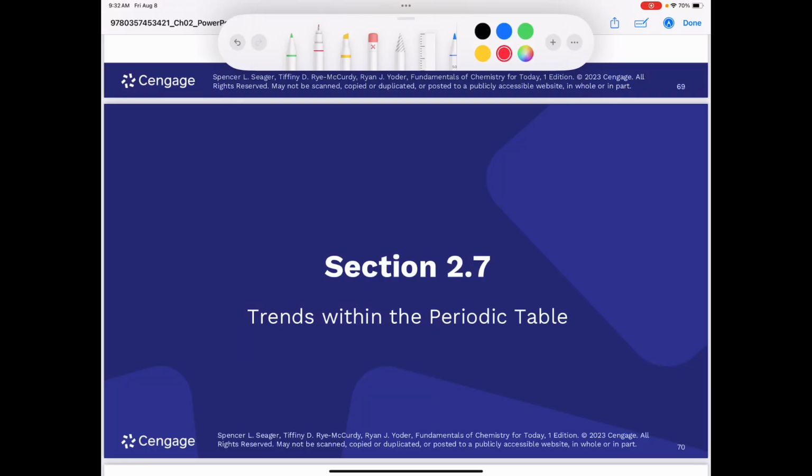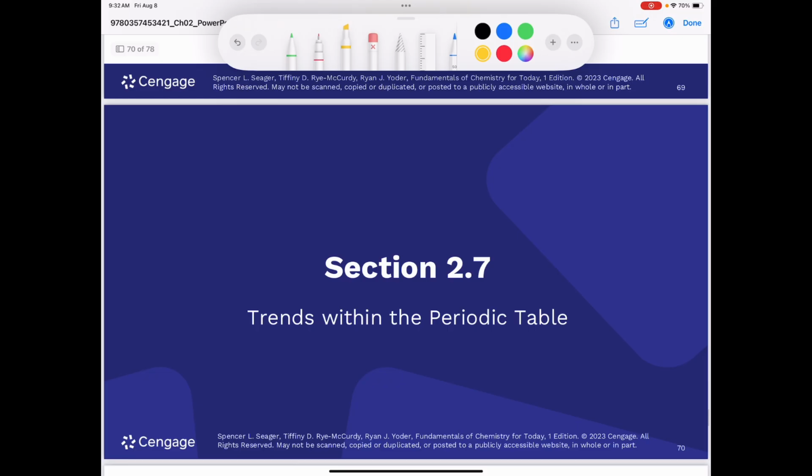All right, and the final section of this chapter deals with trends in the periodic table. I want to draw your attention to the word trend, okay? Let's say I said, oh, there's a trend in our class. Everybody's into neon hats. Well, if it's a trend, does that literally mean that every single person is into it? No, it would mean a lot of people are, but there could be exceptions.